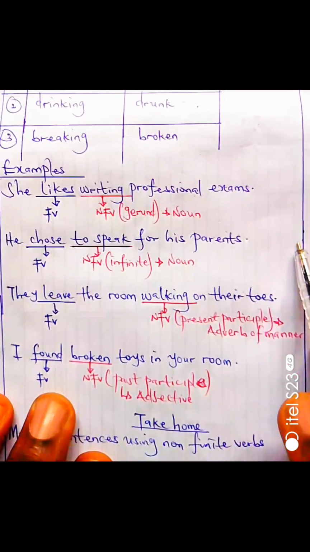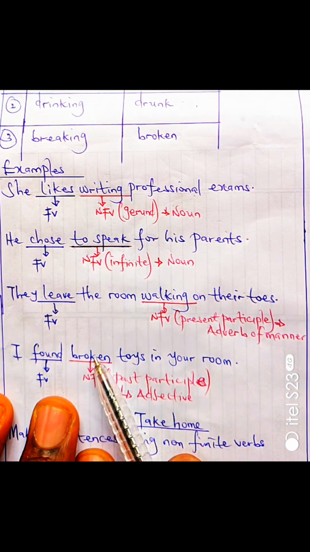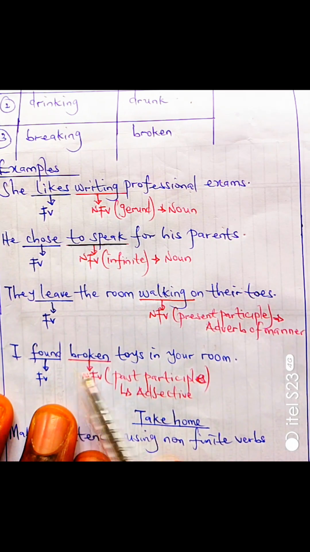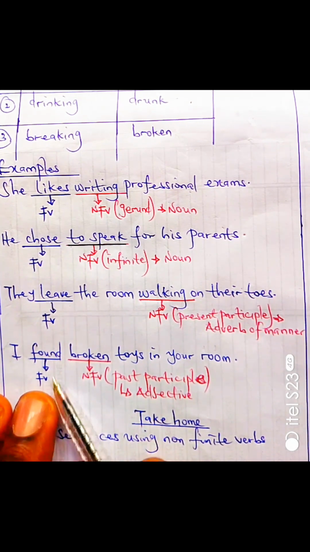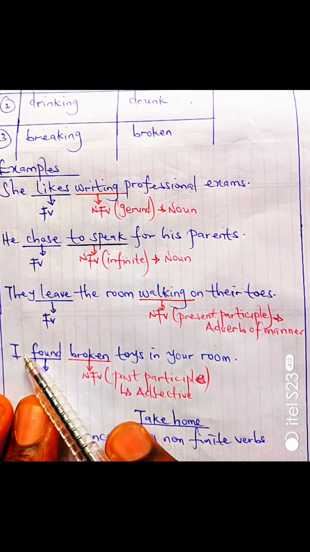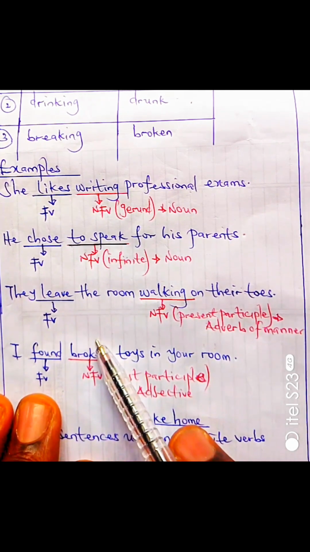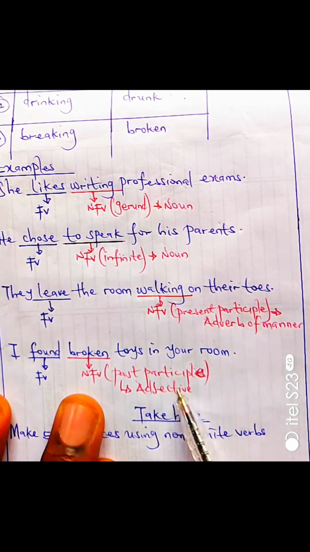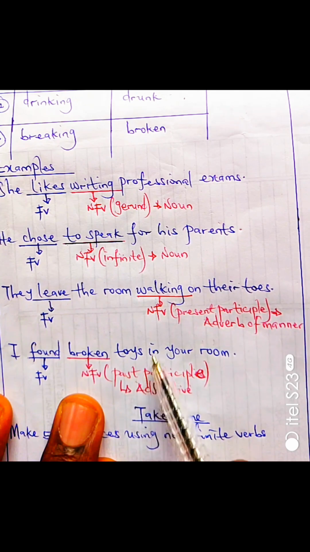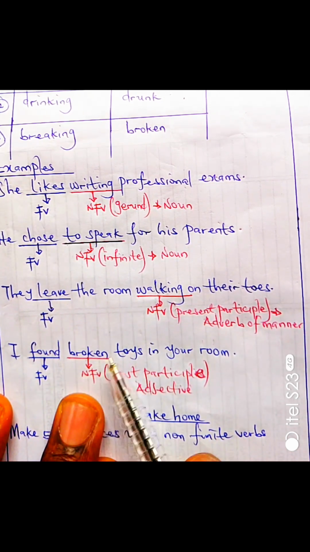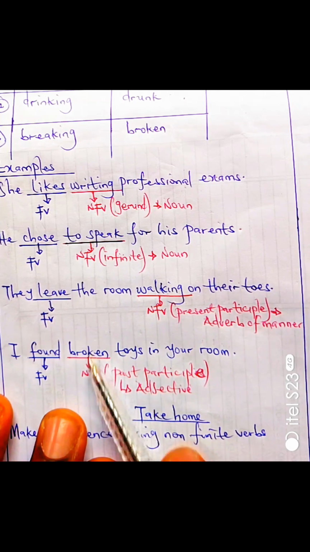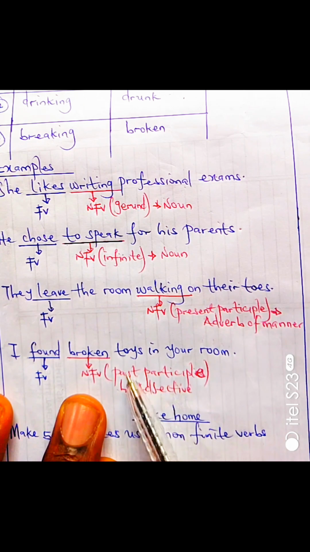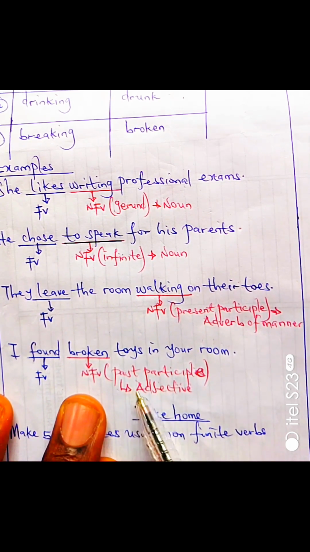So the next, which is the final example, is I found broken toys in your room. Now, what did I find in your room? I found. Now, found is a past tense. It's a finite verb because it has a direct agreement with the subject I. Now, what did I find in the room? Broken toys. So this broken here is an adjective. Broken is a past participle, but it's playing the role of an adjective because it qualifies the kind of toys I found in the room. I found broken toys in your room. So this is a non-finite verb, and also it's an adjective. A past participle verb playing the role of an adjective.